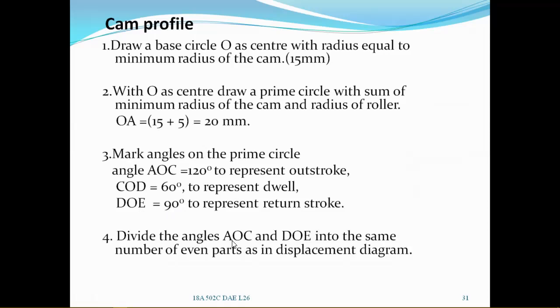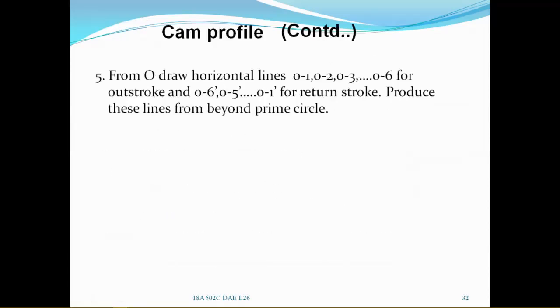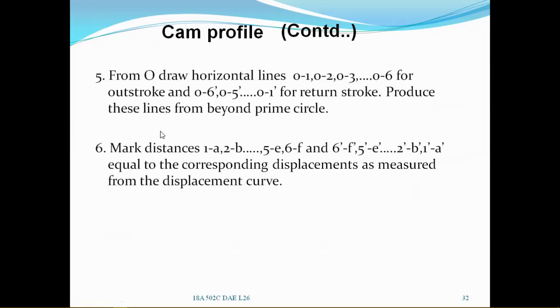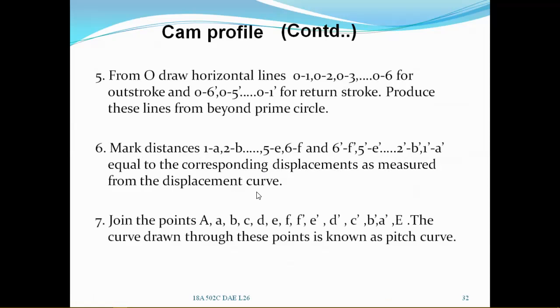Divide the angles AOC and DOE into the same number of even parts as in the displacement diagram. From O draw horizontal lines O1, O2, O3, O4, etc. Similarly here also. Mark distances 1A, 2B and so on up to 6F, and for the return stroke also, equal to the corresponding displacements as measured from the displacement curve.